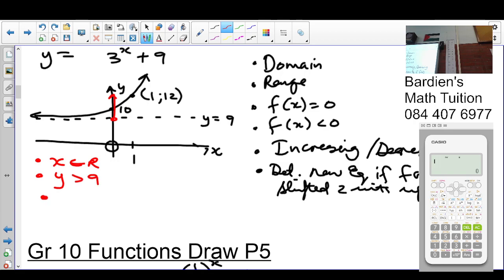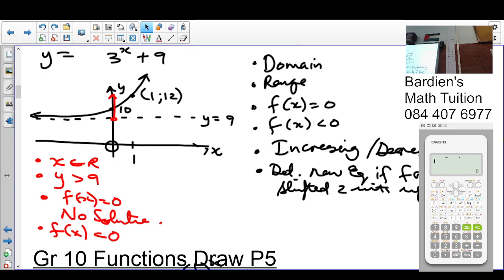Next. Is f of x equal to 0? No way. So we write no solution. Next. Is f of x less than 0? Is there any part of the graph which is less than 0? No. So what do we write? No solution. Is the graph increasing or decreasing? Increasing.